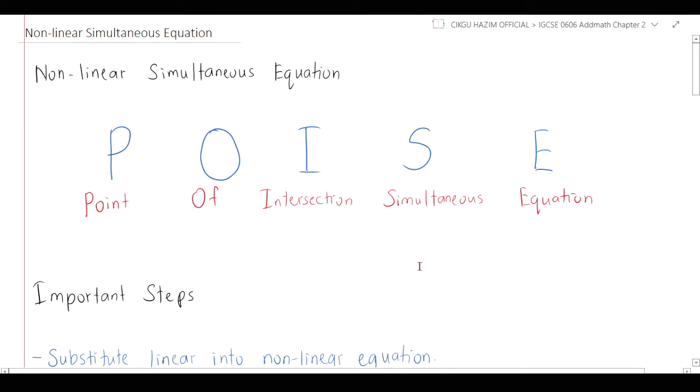In the first part of chapter 2, we are going to understand non-linear simultaneous equations. First of all, understand simultaneous equations first. What does it mean by simultaneous equation, and why do we need to learn simultaneous equations?